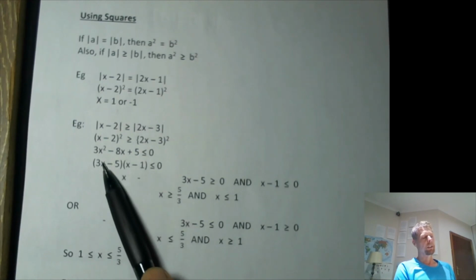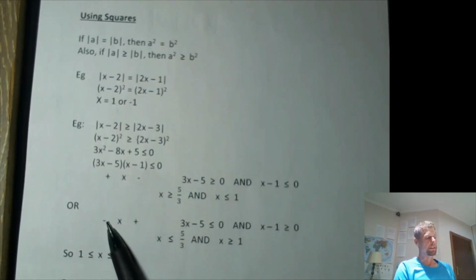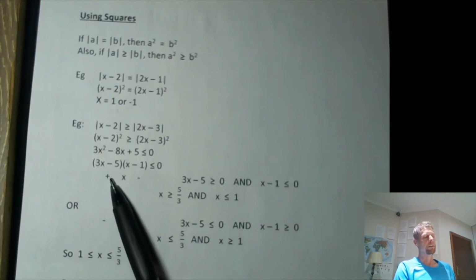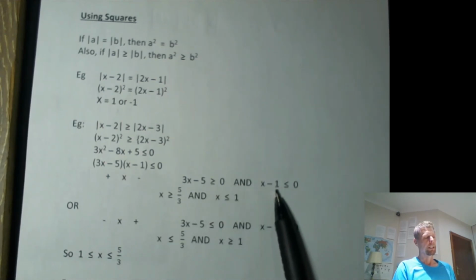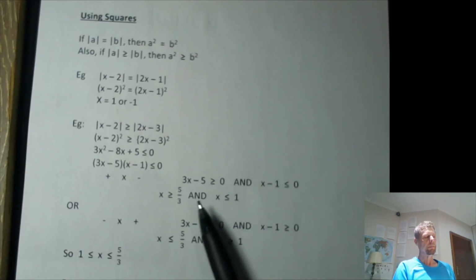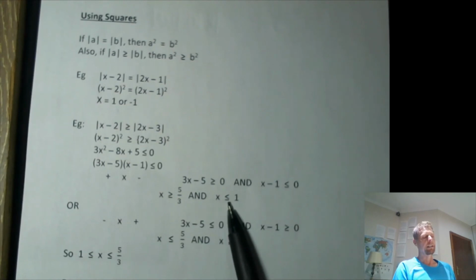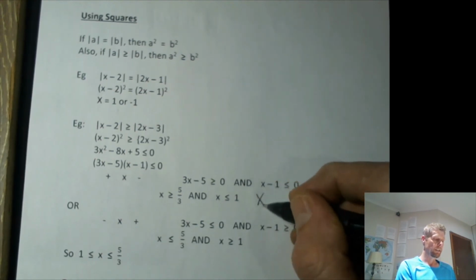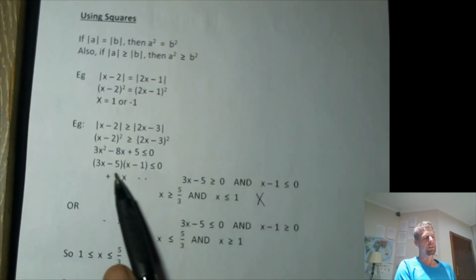So for this expression to be smaller than 0, it means that either this one must be plus and this one must be minus, or this one must be minus and this one must be plus. So let's take the first case. We take the 3x minus 5 is positive. So 3x minus 5 is greater than 0, and x minus 1 is smaller than 0. Then following from here, x is greater than or equal to 5 over 3, and x must be smaller than 1. Okay, is that possible? Not really, because x cannot be bigger than 5 over 3 and at the same time smaller than 1. So this solution has no meaning.